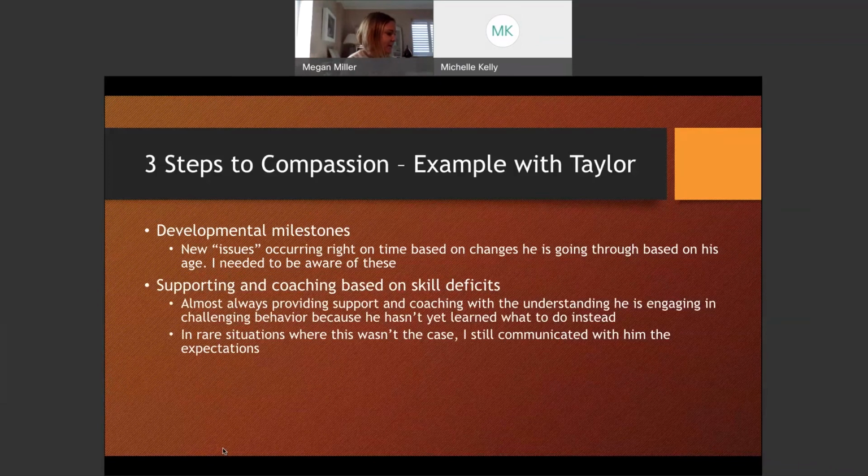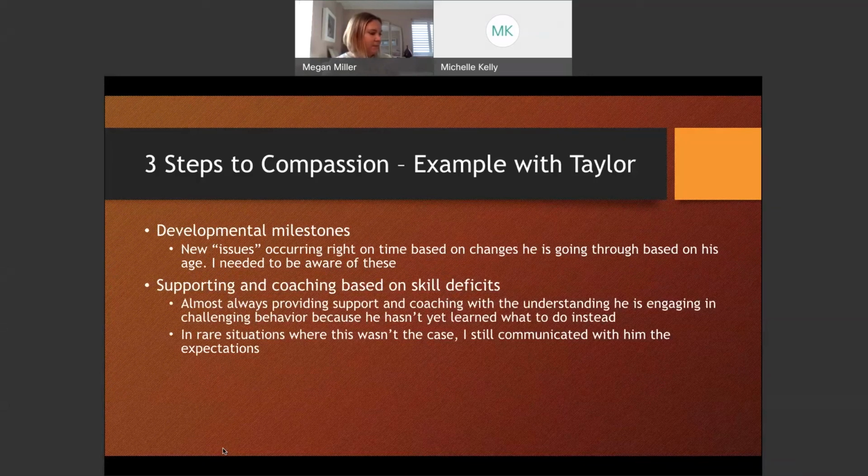Another thing that has come up too: supporting and coaching based on skill deficit. I'm almost always providing support and coaching with the understanding he's engaging in the challenging behaviors because he hasn't yet learned what to do instead. In rare situations where this wasn't the case, I still communicated clearly with him what the expectations were.